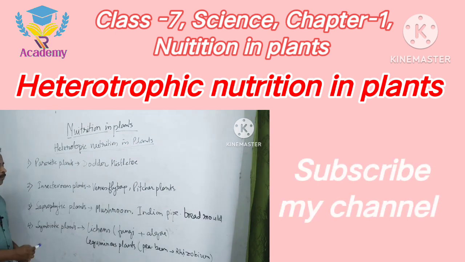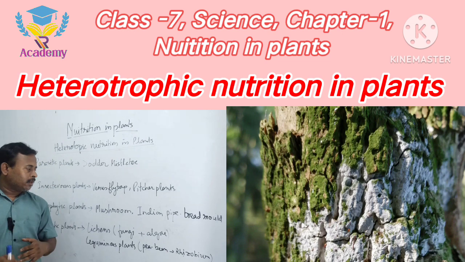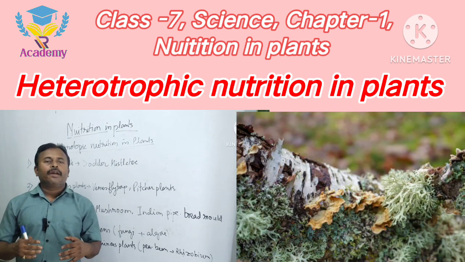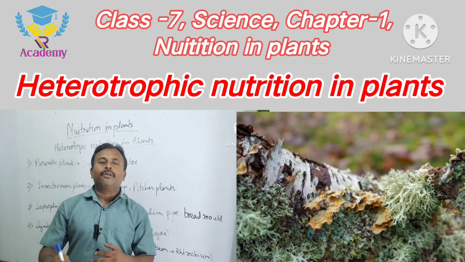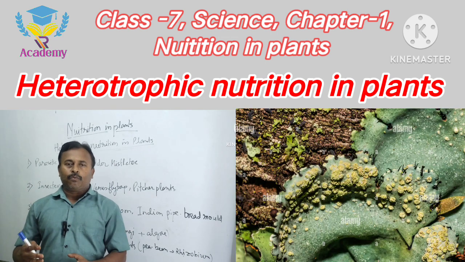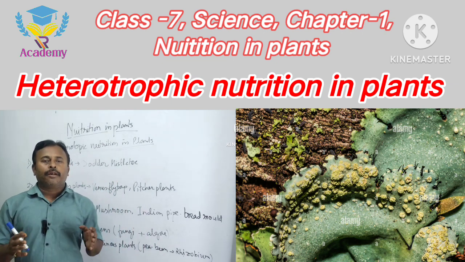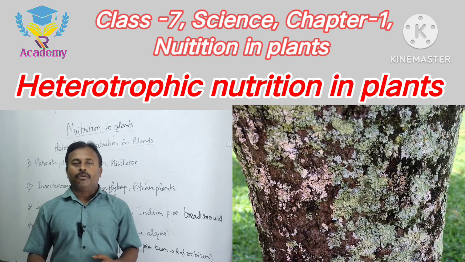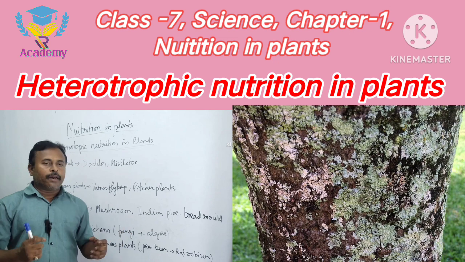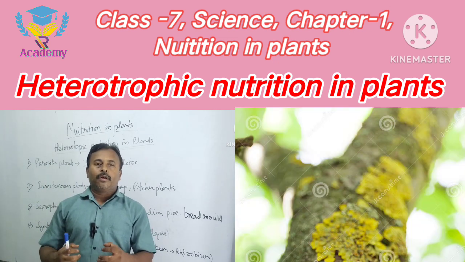Next it is symbiotic plants. Lichens I have given as an example. It is an association between fungi and algae. We know the fungi do not have any green part, so they cannot prepare their own food. Obviously they are depending on others for their nutrition or for their food. But algae, they have green part but they do not have roots.